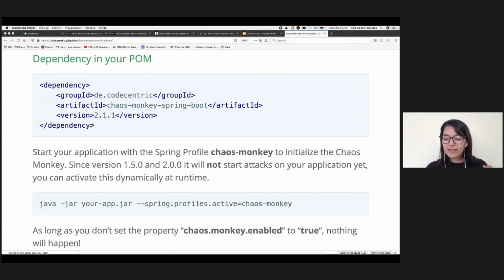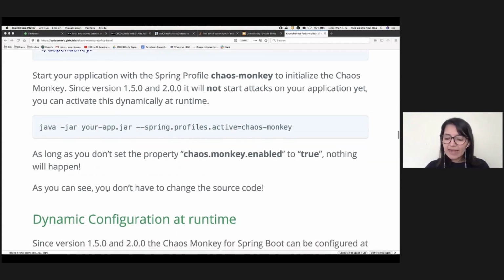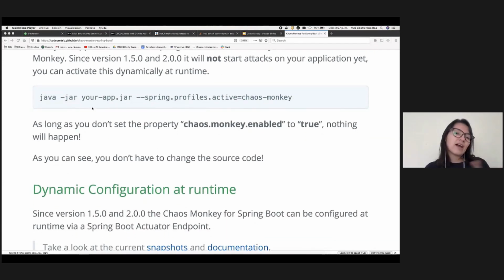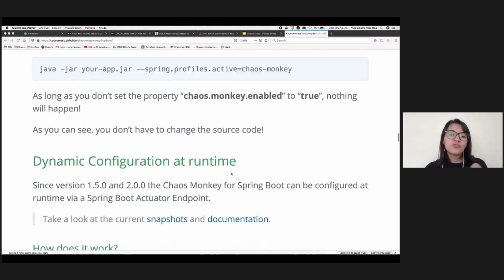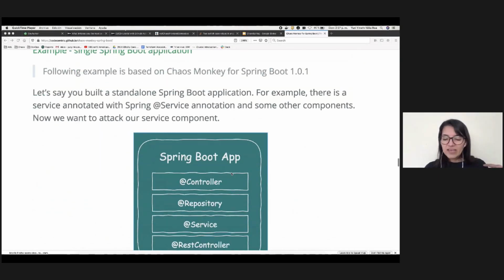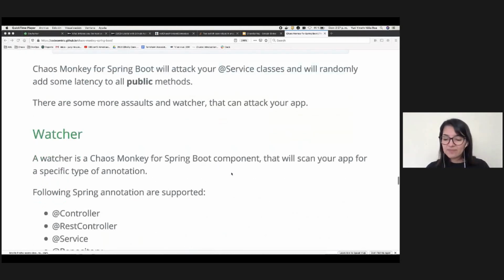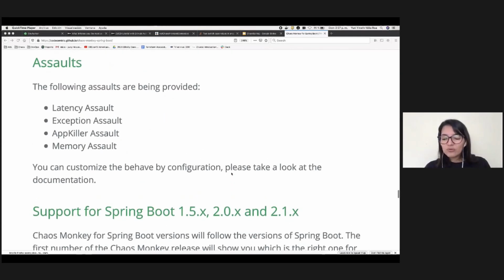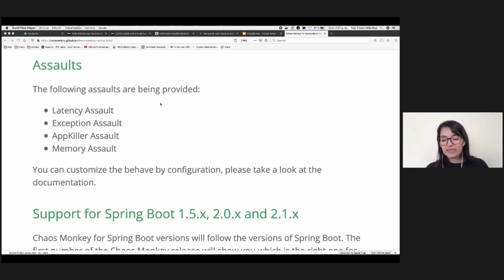It also shows us how to integrate the library in a POM file, if we are using Maven, for example, for managing our dependencies. And there is a command to run a jar for a microservice. This is very important because we have to use this profile in order to run our microservice with this tool integrated. The next lines describe in detail how Chaos Monkey for Spring Boot interacts with controllers, repositories, services, and REST controllers. They are the attacks available in the tool.